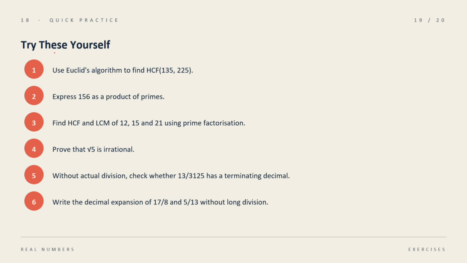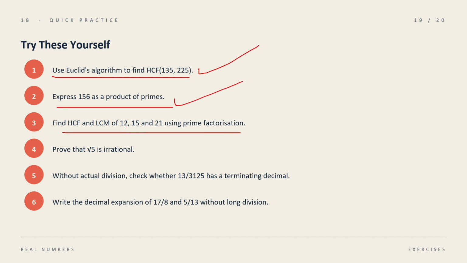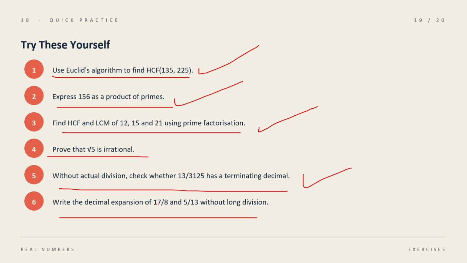If you are free and want to learn something new, try these questions. Use Euclid division algorithm to find HCF. Express 156 as a product of primes. Find HCF and LCM of 12, 15 and 21 using prime factorization. Prove that root 5 is irrational. Without actual division, check whether 13 by 3125 has a terminating decimal. Write the decimal expansion of 17 by 8 and 5 by 13 without long division.